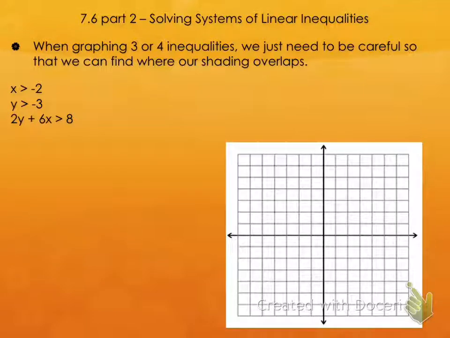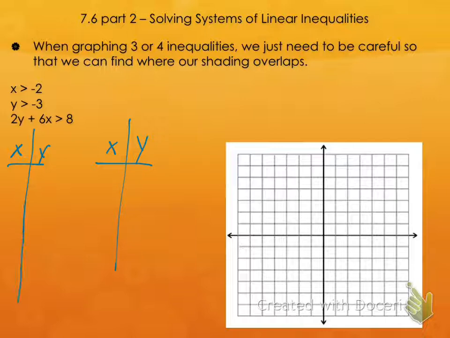Okay, today we're continuing what we were doing yesterday. When I'm graphing these lines, for the first two I can do an input-output table. For the first one, x is always -2. Y can be whatever I want it to be. For the other, y is -3, and x can be whatever I want. So I end up getting a vertical line at x equals -2, and then a horizontal line at y equals -3.